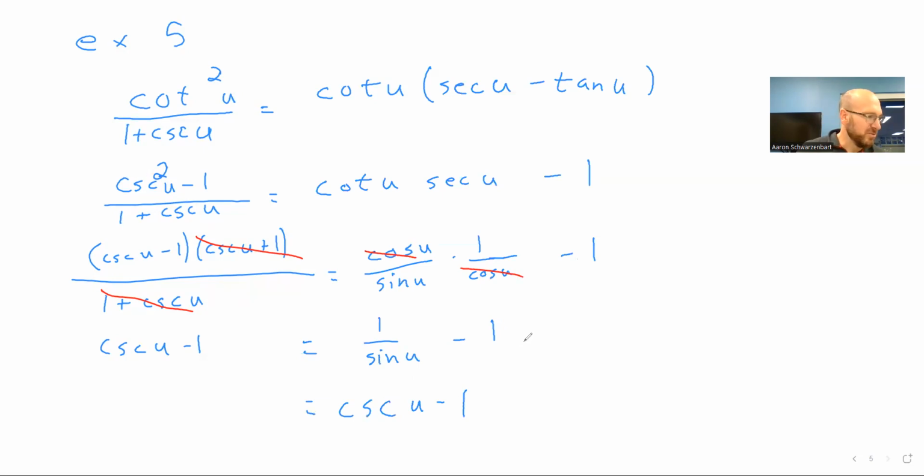And so they're both equal. I could do the rest of this backwards, essentially multiply by cosecant u plus 1 and work all of this backwards to get back to the original if I wanted. But once I've got them equal on both sides, I'm good with that.